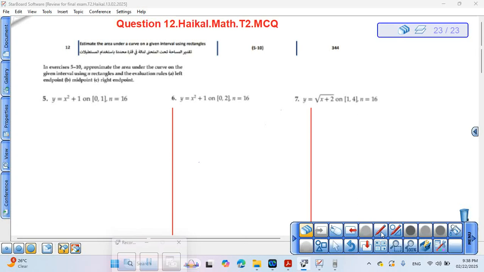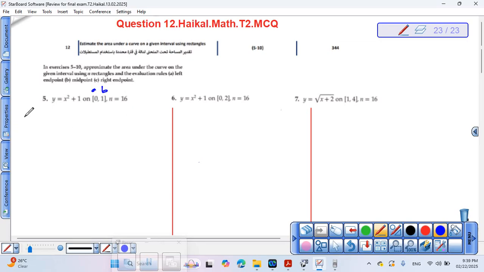Okay, good morning everyone. Our lesson today is how to solve question 12, Haikal Math trimester 2 multiple choice questions in Haikal for grade 12 advanced. As you see here, this is question 5: y equals x squared plus 1 on the interval from a to b, where a equals 0, b equals 1, n equals 16.